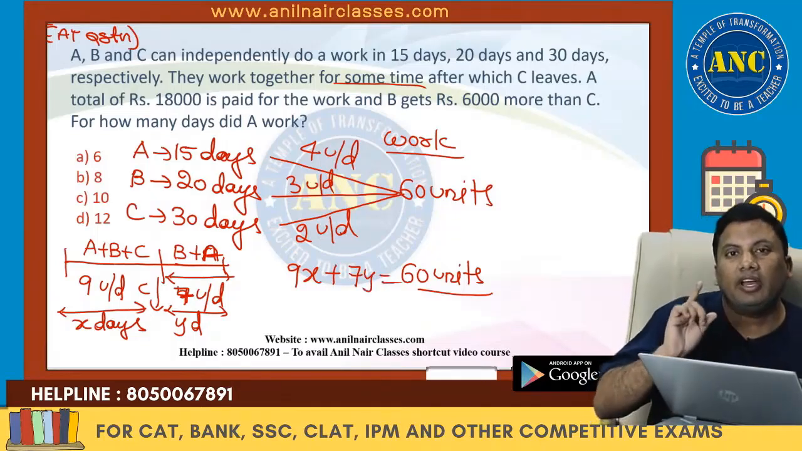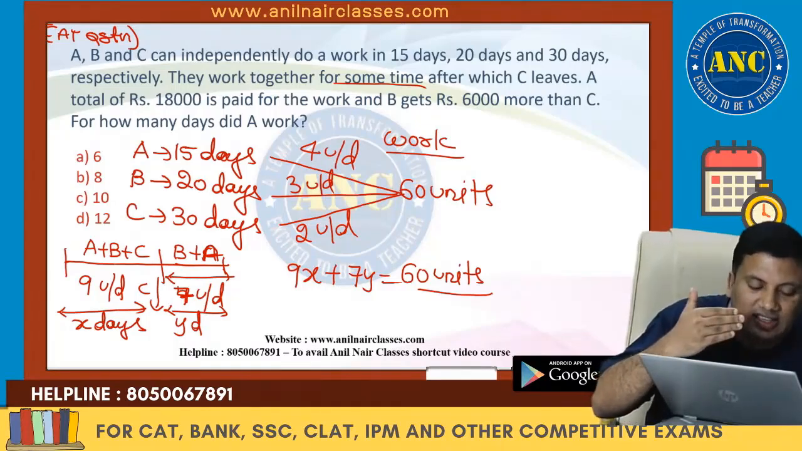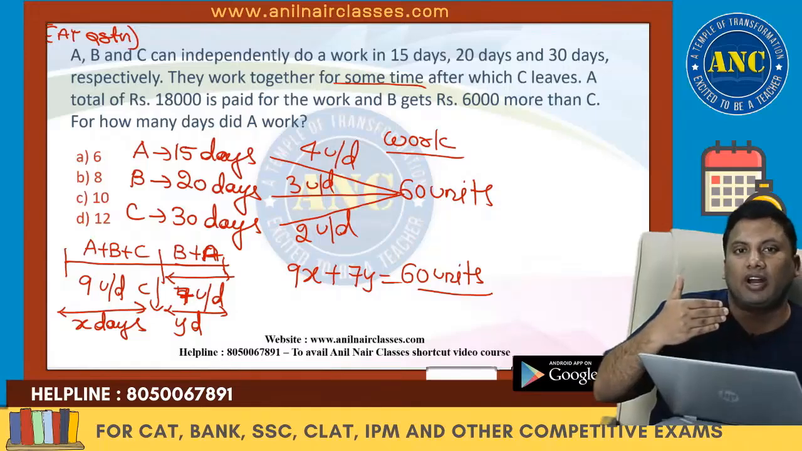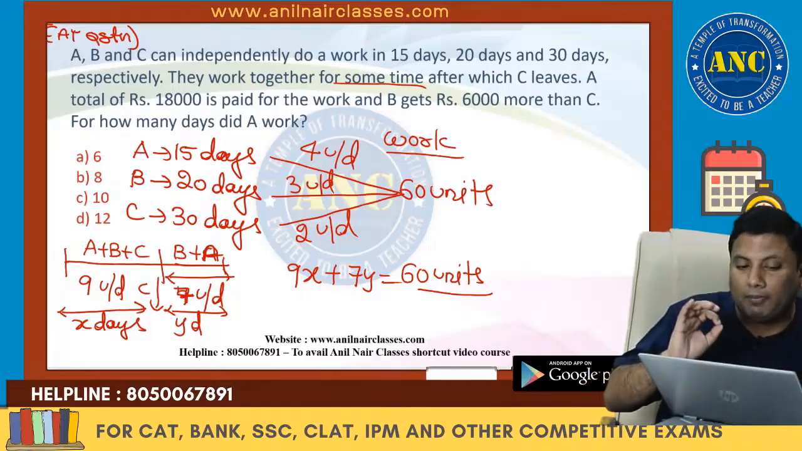What are X and Y? X and Y are the number of days they worked. X is the number of days where A, B and C worked together. Then C left, A and B. Again I am explaining step number 1.